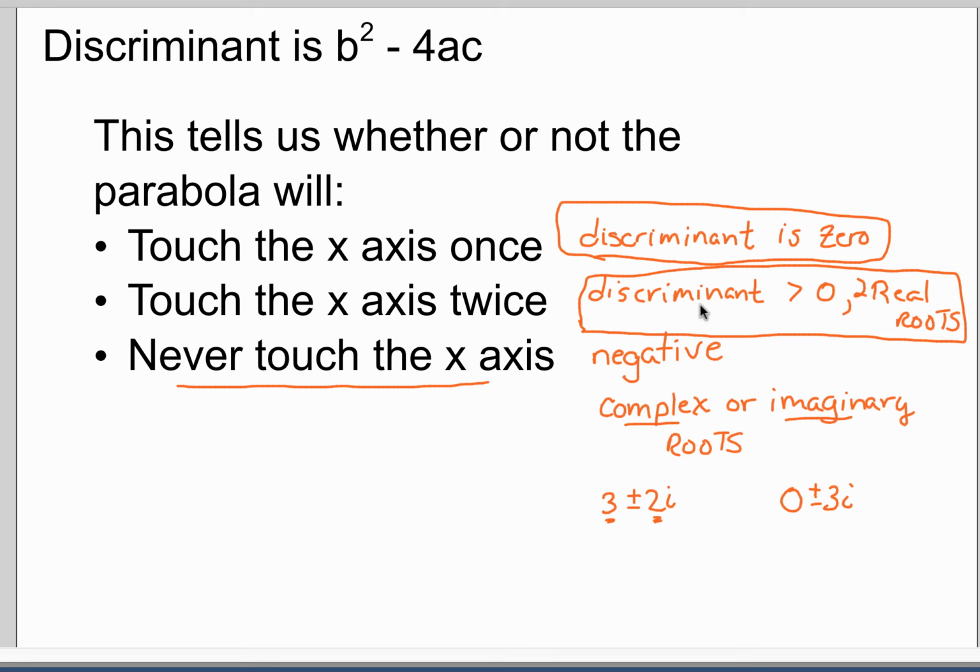So this page right here is pretty important, so make sure that you get this down, so that we understand that the discriminant can help us discriminate. Discriminate is not always a bad word. You can have discriminating tastes, such as a wine sommelier, somebody who can taste wine and tell you the differences right down to the region where the grape was grown. So the discriminant discriminates the parabola and tells us about it. It tells us if it touches the x-axis once, twice, or never.